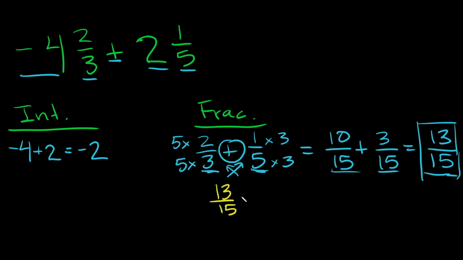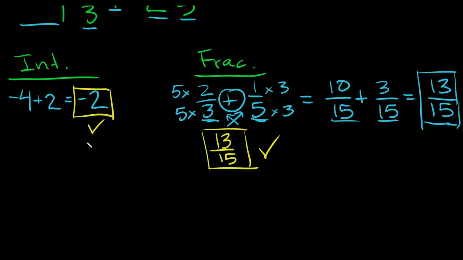over 15. Now, what are the two things we're looking for? We're looking for an integer and a proper fraction. Is this an integer? Yes, because remember, integers can be positive or negative, right? So this is an integer. Is this a proper fraction? Yes. So now what are we going to do? We're just going to combine them. How do we combine them? By adding. Okay, so we're going to have negative 2 plus 13 over 15.